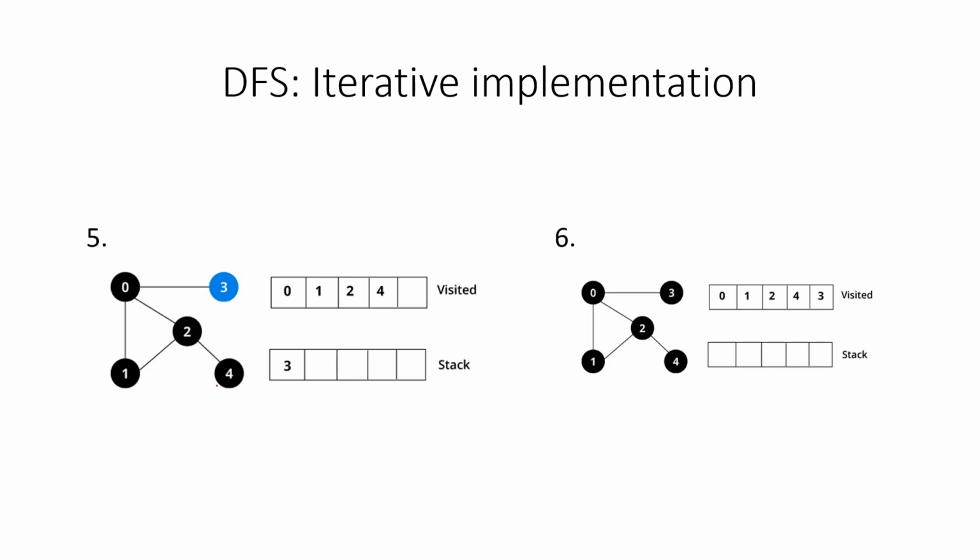Next, we take out 4 from our stack, but the only adjacent element of 4 is 2, and we visited 2 before. That's why we just take out 4 from the stack and mark it as visited, and the only element that stays on our stack is 3. We take out 3, and 3 doesn't have any unvisited adjacent vertices, so we mark 3 as visited and take out 3 from our stack. So in the end our stack is empty.